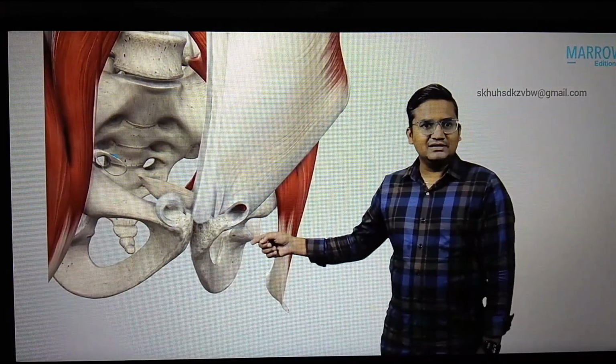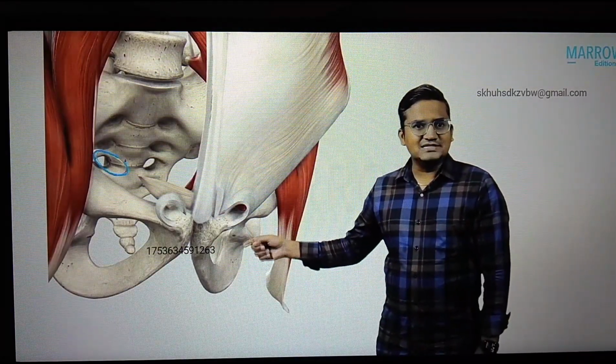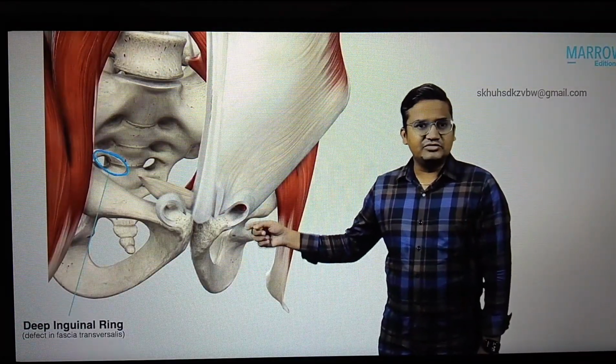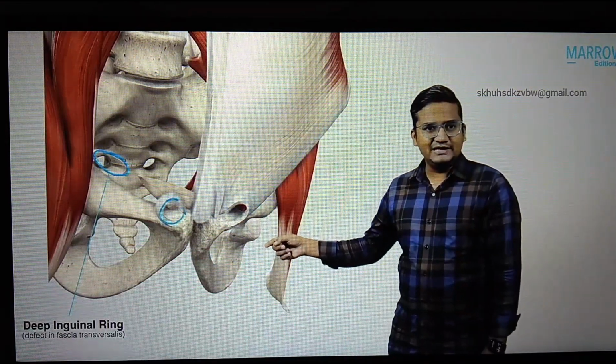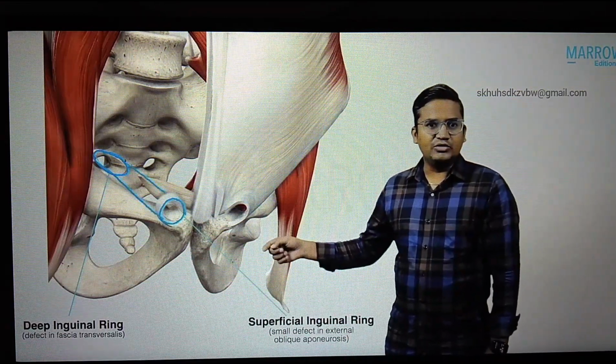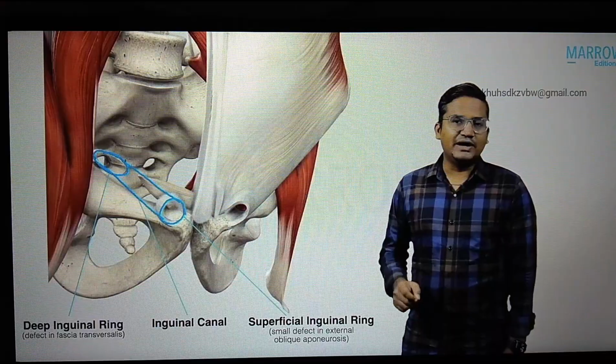Now, I am marking the deep ring. The deep ring is a defect in the fascia transversalis. So, now we are connecting the deep ring and the superficial ring. Now, we are getting the canal. That is our inguinal canal.